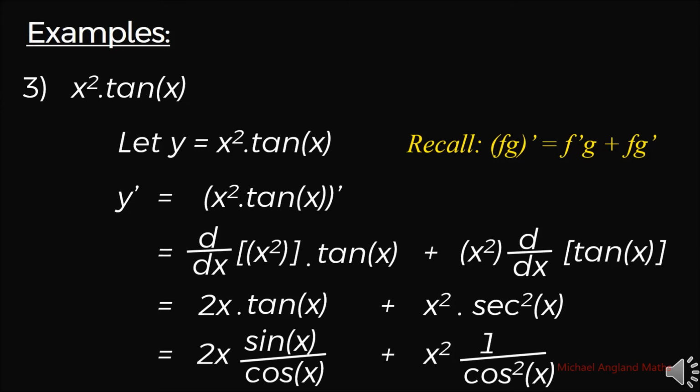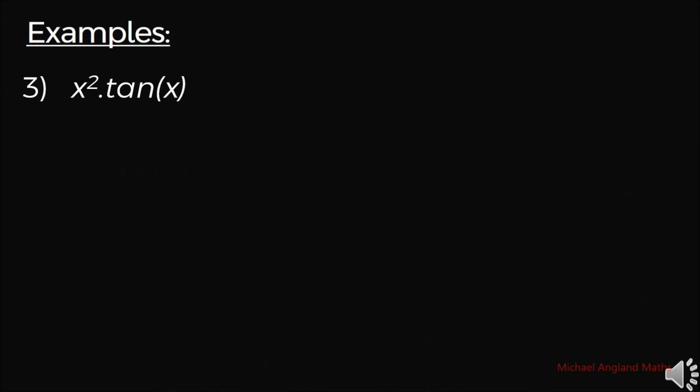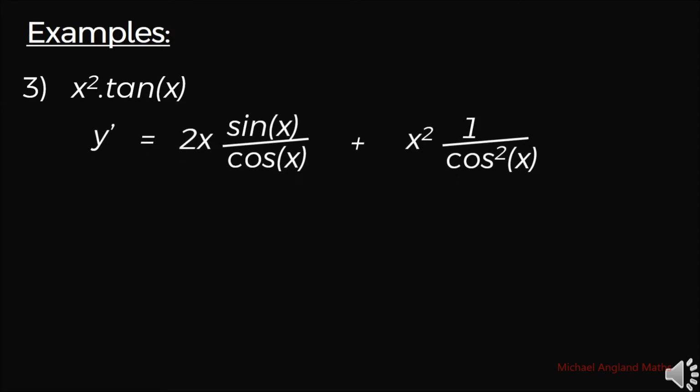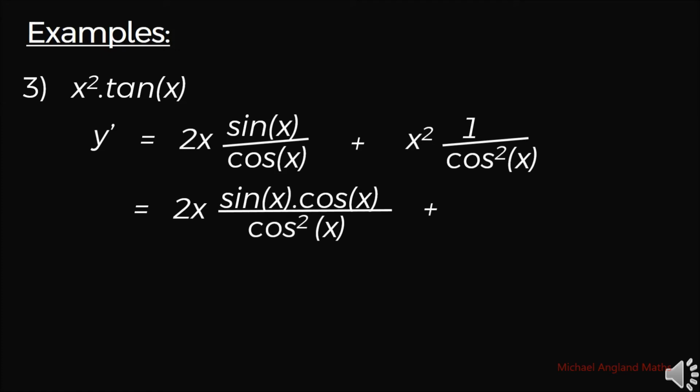And we will continue on to the next slide. Continuing on from the previous slide, we got up to 2x times sine x on cos of x plus x squared times 1 on cos squared of x. The next step that we perform is to multiply the numerator and denominator of the left-hand expression in that summation by cos of x. So we multiply up and down by cos of x. So we end up with 2x times sine of x, cos of x, over cos squared of x, plus x squared times 1 over cos squared x.